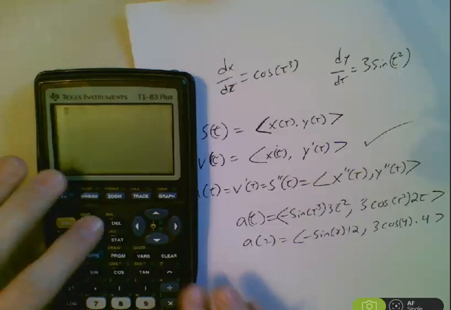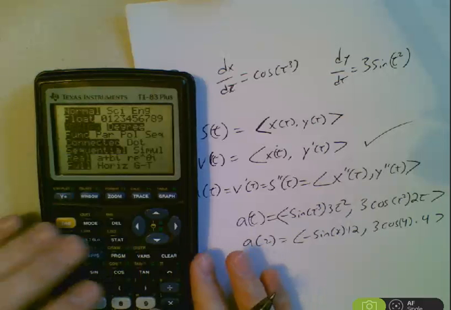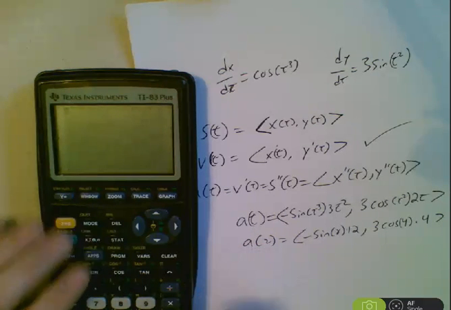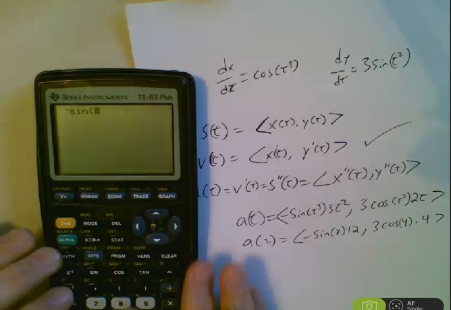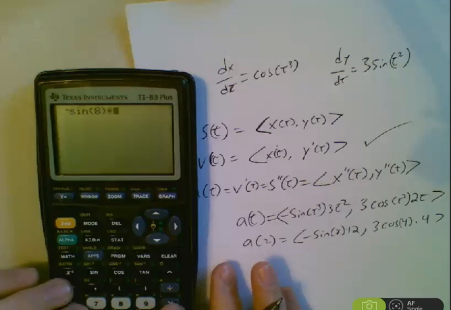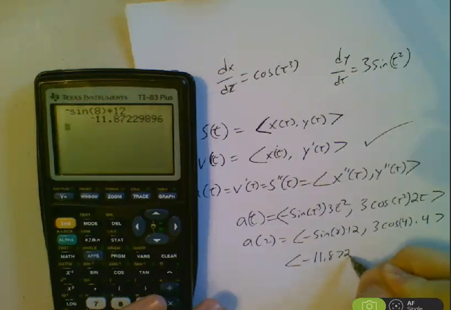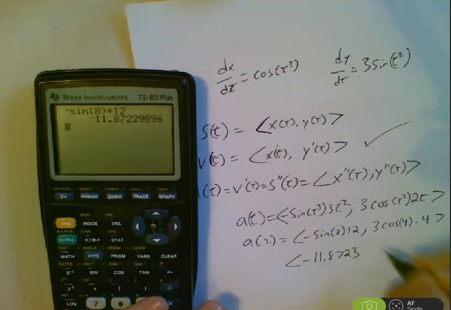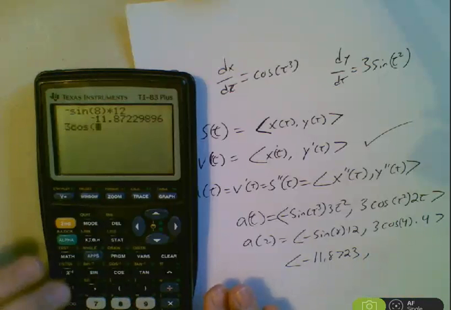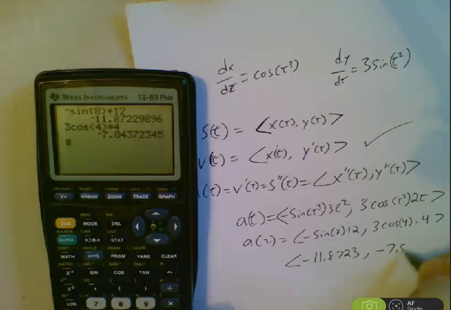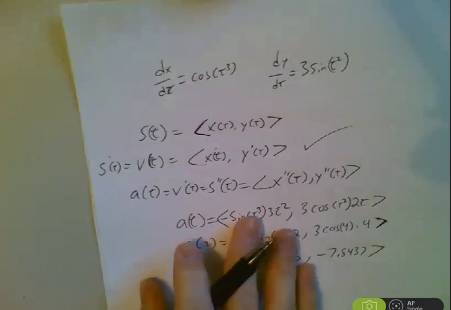So let's see. Let me first make sure I'm in radians. Of course not, because my last video was geometry. So radians, and let's see. Negative sine 8 times 12, negative 11.872, and then 3 cosine 4 times 4 is negative 7.8437. There's my end bracket, and that is part 1, part A.